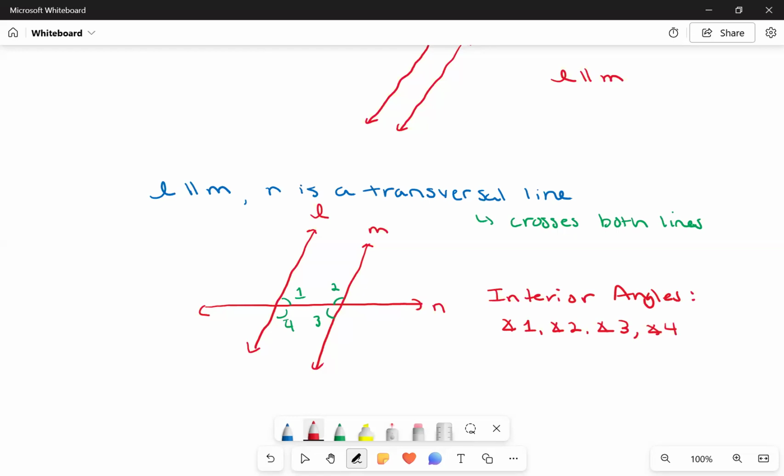I could do angles on the outside, right? These angles out here. I'm not going to do that right now. We're not focused on those. Those are interior angles. And then we have what's called alternate interior angles.